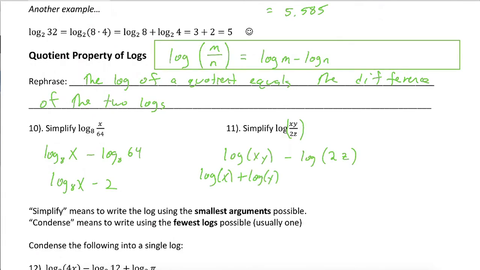And here's where you have to be careful. Minus the log of 2z: when we separate the log of 2z, we have to remember there's a minus sign in front of that whole thing. So that would be the log of 2 plus the log of z, but both of those things are being subtracted from the log of x plus the log of y. So I would have to make sure, just for my last step, to distribute that negative and call it the log of x plus the log of y minus the log of 2 minus the log of z.